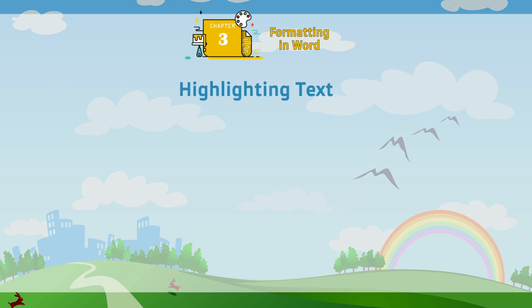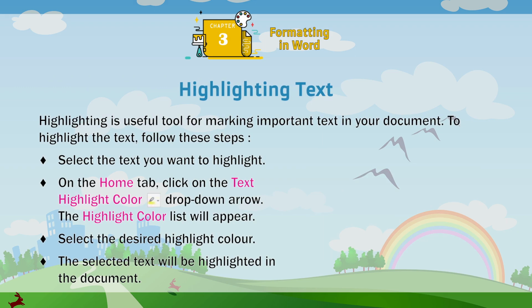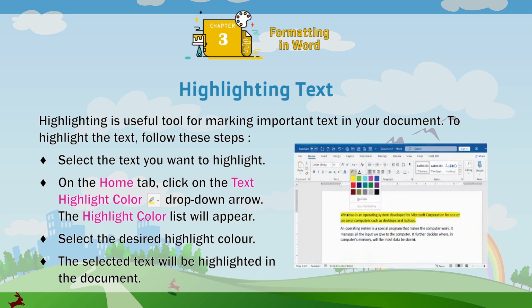Highlighting text. Highlighting is a useful tool for marking important text in your document. To highlight the text, follow these steps. Select the text you want to highlight. Open the Home tab. Click on the Text Highlight Color drop-down arrow. The highlight color list will appear. Select the desired highlight color. The selected text will be highlighted in the document.